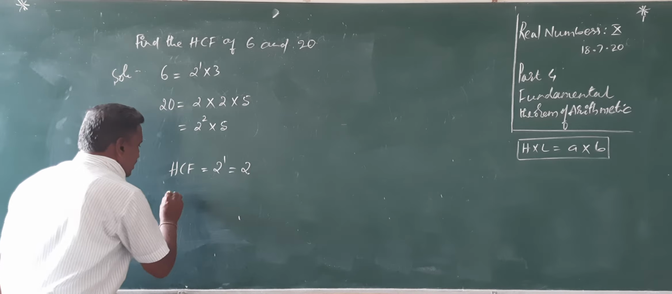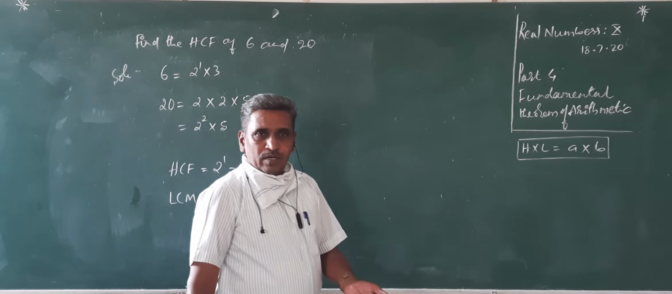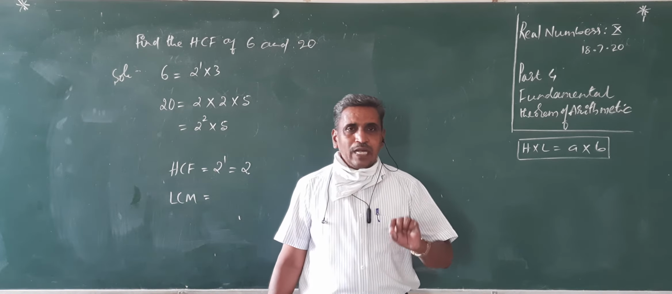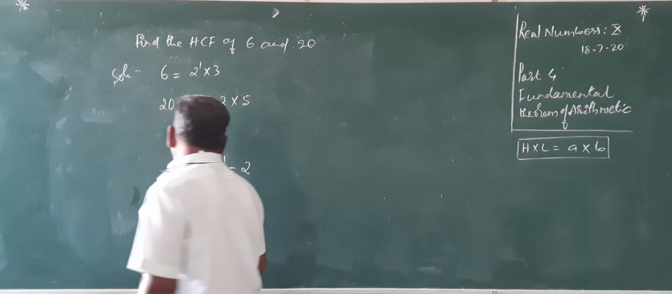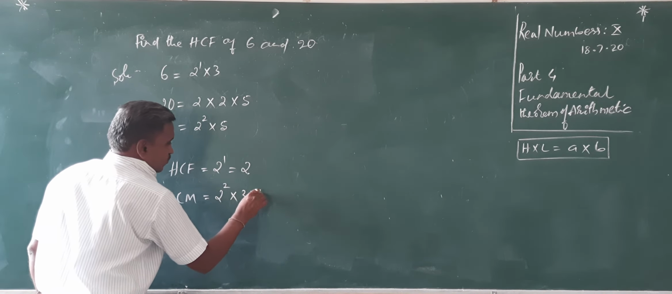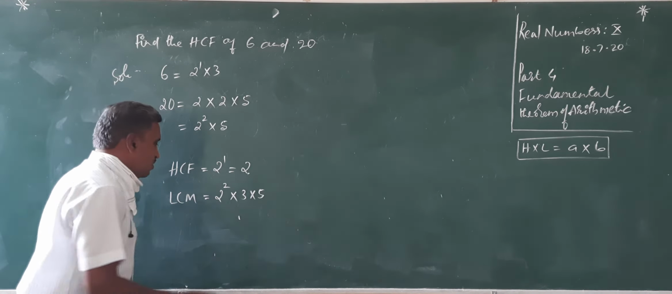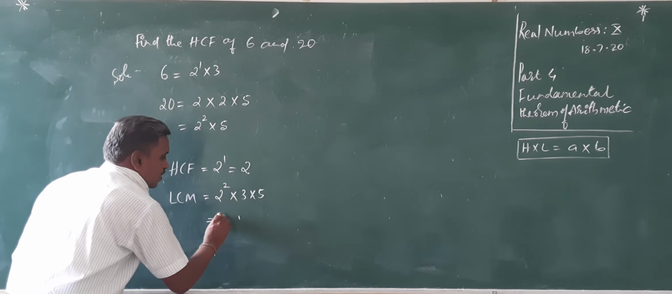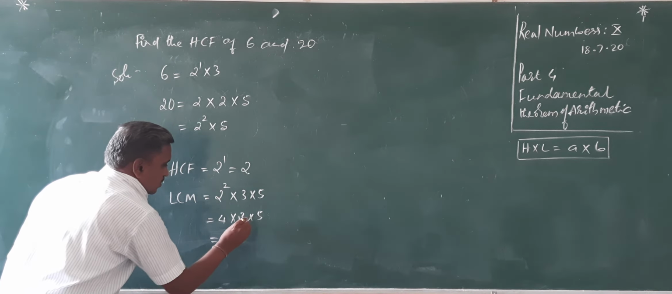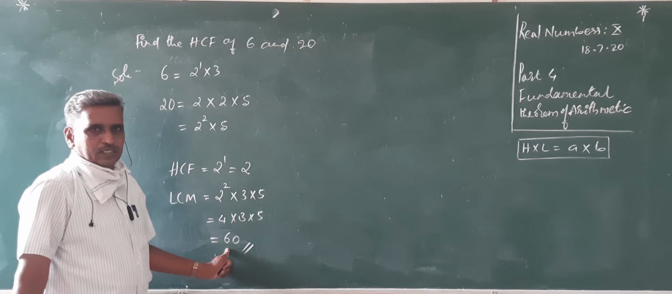And the LCM equals the product of all the terms, common or not common; if common, then take the highest power. That means 2 to the power 2 into 3 into 5. They are not all common, but 2 to the power 2 is common with the highest power, which is 4. So 4 into 3 into 5 equals 60. 60 is the LCM.